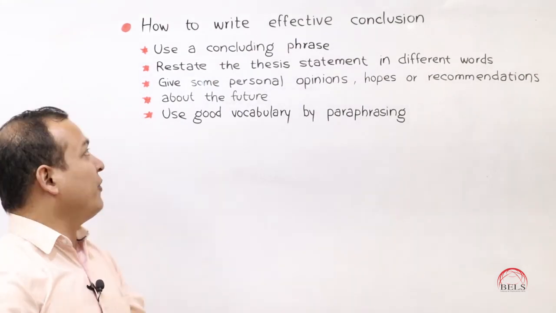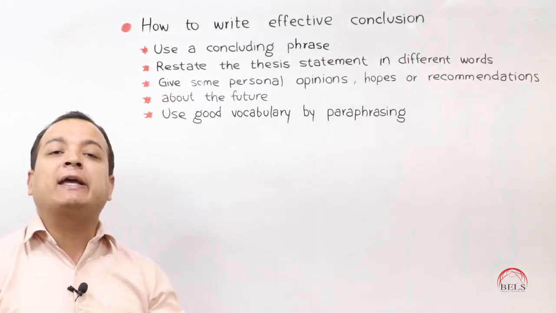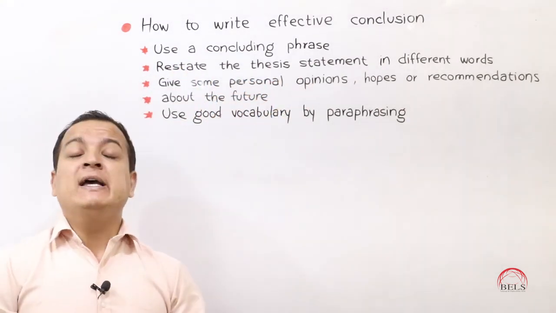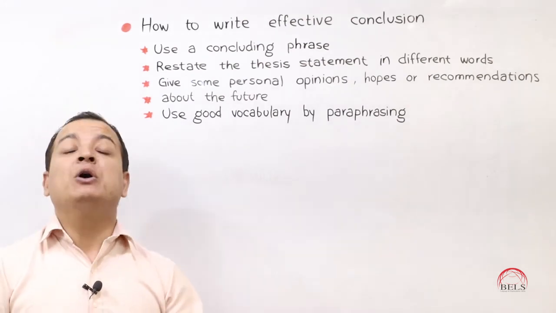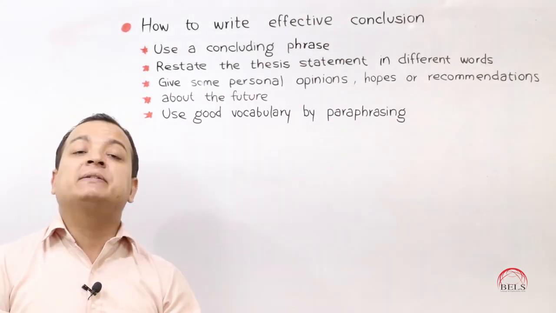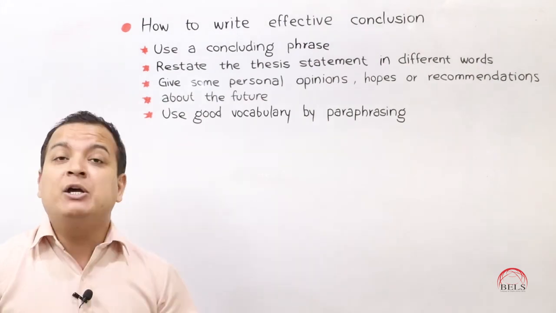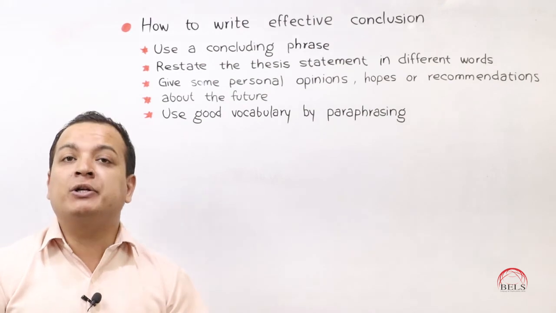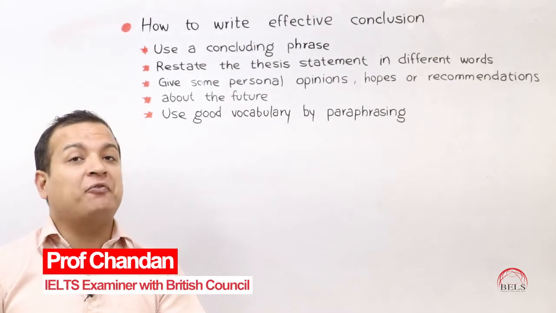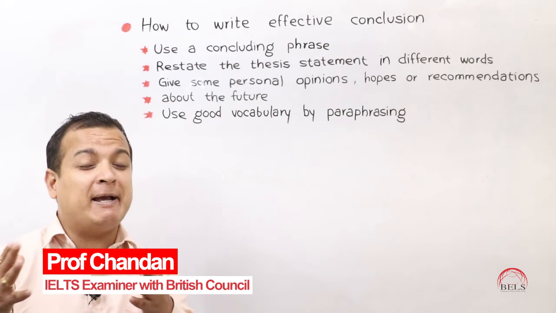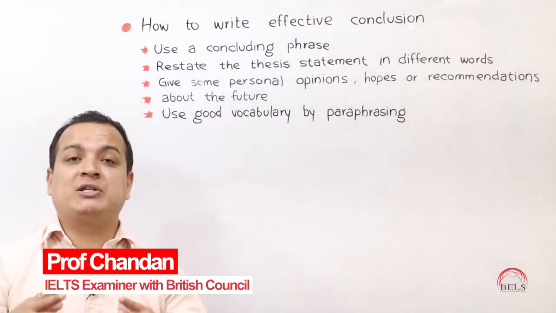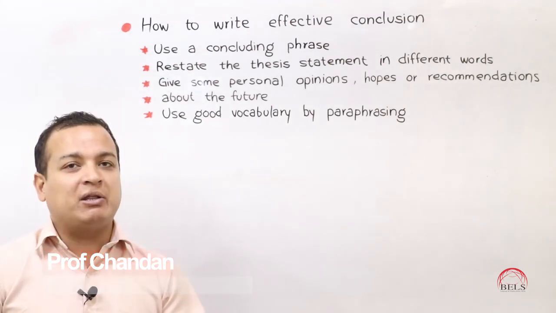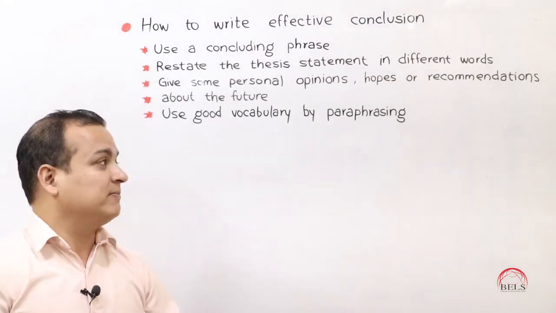So first, there are a few points you need to take into consideration. The first point is to use a concluding phrase. Guys, it's really important for you to use a concluding phrase. You can say to recapitulate, to elucidate, in conclusion, or to sum up. These are very important. This will give a clear picture to the examiner that you are writing the conclusion part. And do not forget to use a comma after this phrase.